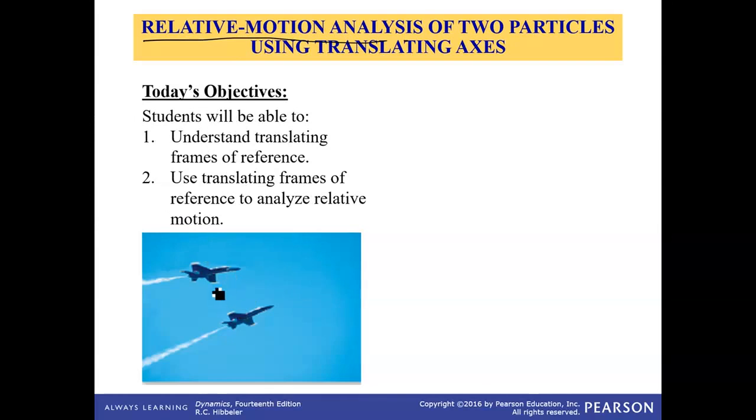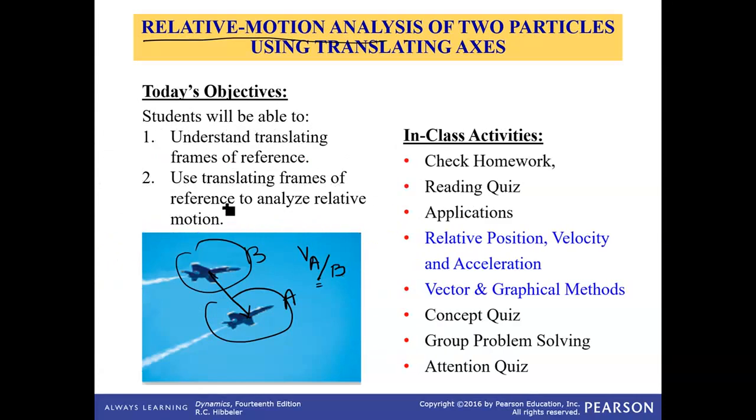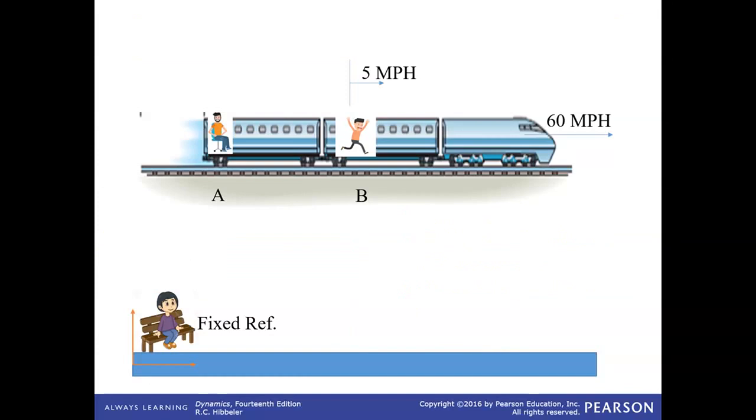For example, in a dogfight, one of the fighter plane pilots wants to know the position of another fighter plane, and both of these planes are in motion. So calculating the velocity and acceleration of plane A relative to B is called relative motion analysis, and it can be written as velocity of A slash B. This slash indicates the word relative. So it's velocity of A relative to B because they both are in motion. The objective is understanding a translating frame of reference and applying that for calculation of relative motion analysis.